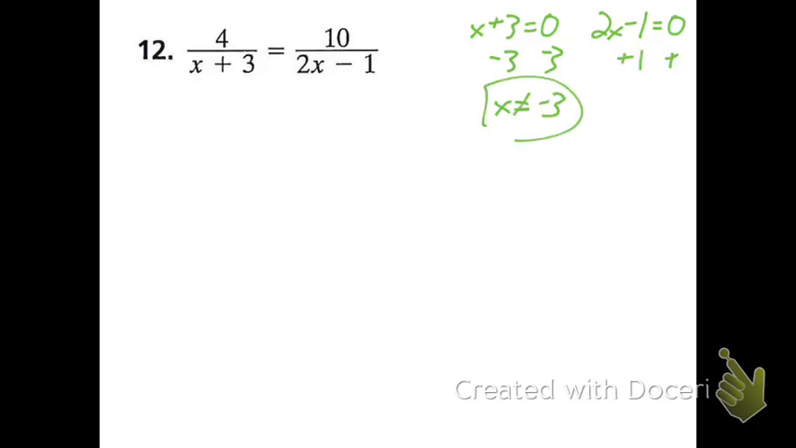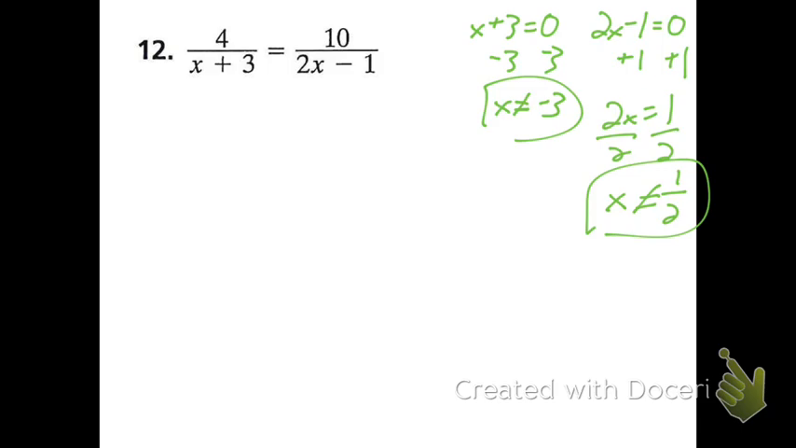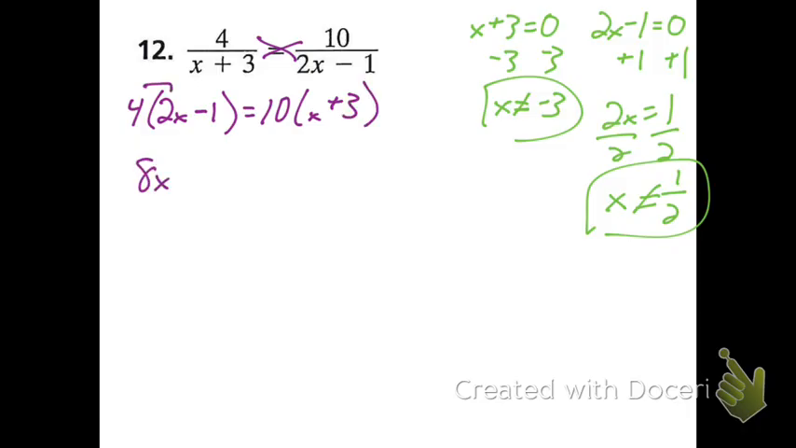And when you add 1 to both sides, you get 2x equals 1. Divide by 2, divide by 2, you get x can't be 1/2. So those are our excluded values right there. Now this is 4 times 2x minus 1, and then it's going to be 10 times x plus 3. Cross products property there. So then I have 8x minus 4, and that's equal to 10x plus 30.